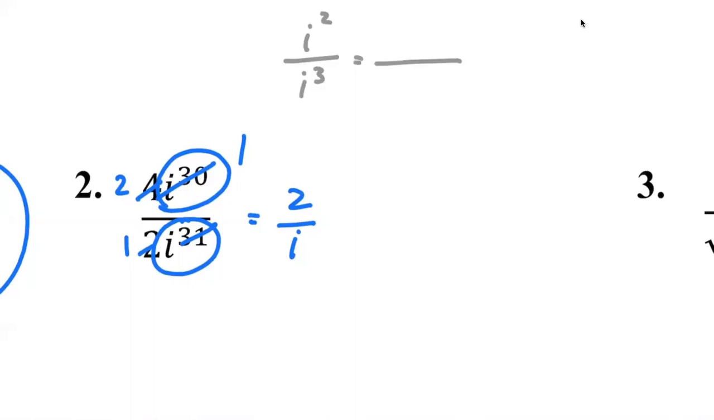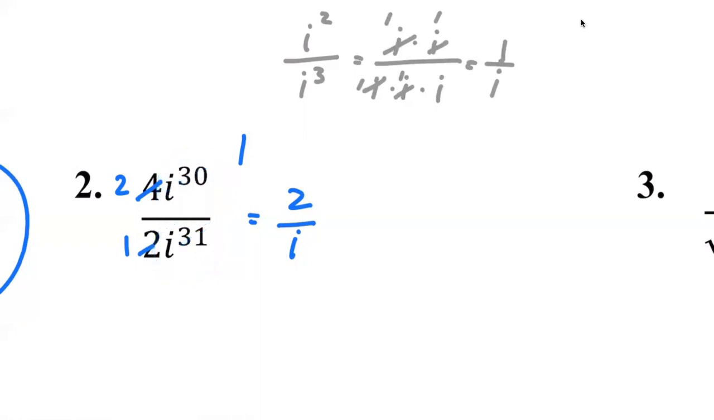So what's the meaning of i squared? That is i times i, right? What's the meaning of i cubed? That is i times i times i. So when you have these, you're like, oh yeah, we can simplify, right? That's how you get 1 and 1, because i over i is just 1. So what's left? You have a single i left, which is very similar to what we see here with i to the 30th power over i to the 31st power. So you have just i in the bottom.